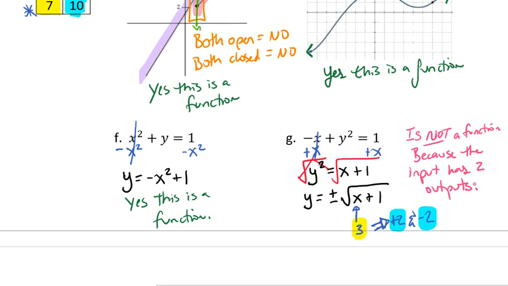And so that's how you can determine if an equation or a set of points or a graph or a table represents a function.